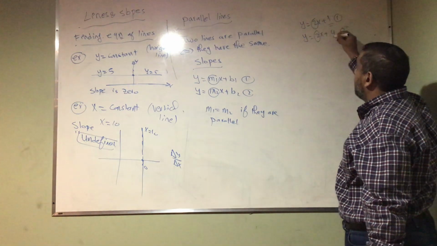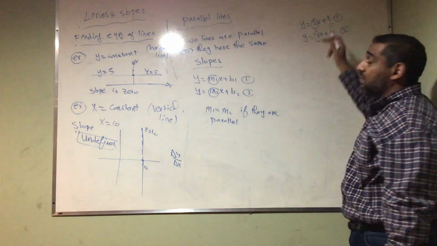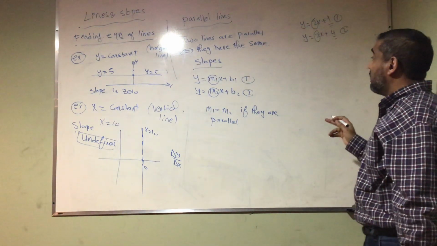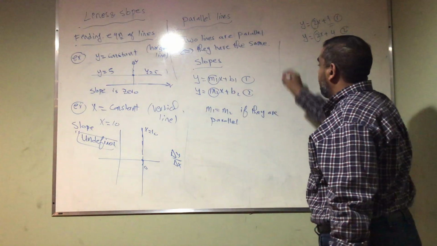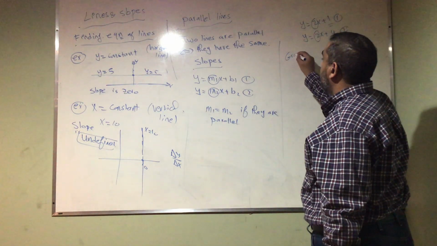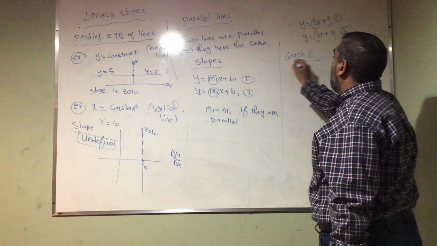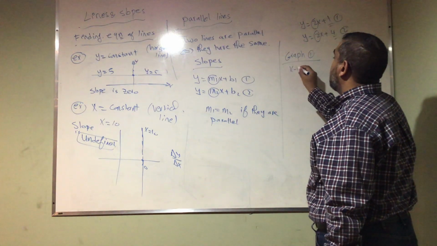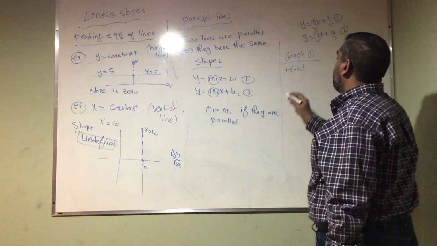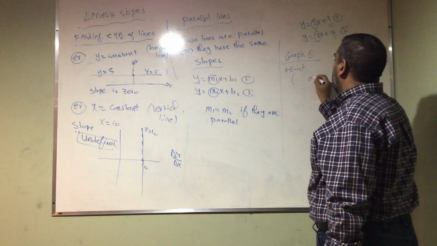Your y-intercept here is 1 and the y-intercept here is 4. If I graph this one here, you will figure out how to graph the other one. Let us graph equation 1, guys. How to graph equation 1? Very quick, you find the x-intercept.